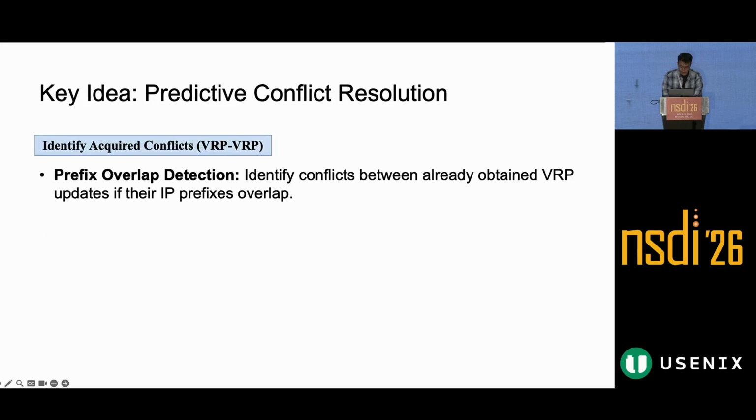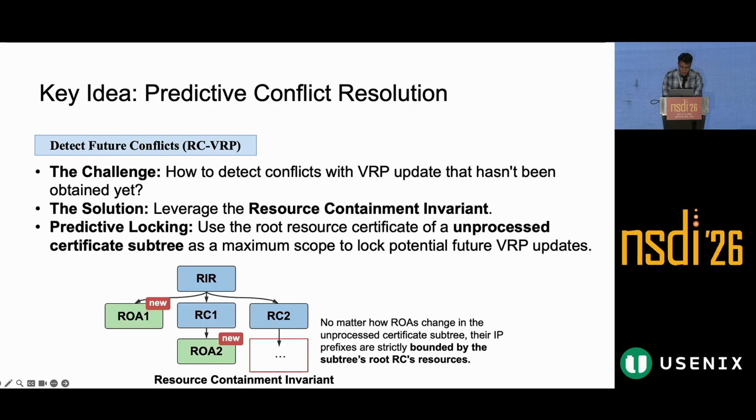Now, how do we identify these conflicts? For conflicts between obtained VRP updates, it is very straightforward. We just detect the prefix overlaps. But the actual challenge is how do we detect conflicts with VRP updates that haven't been obtained yet?